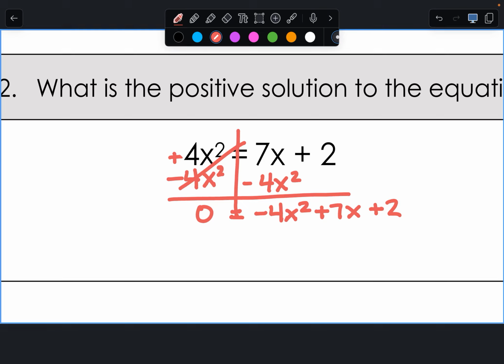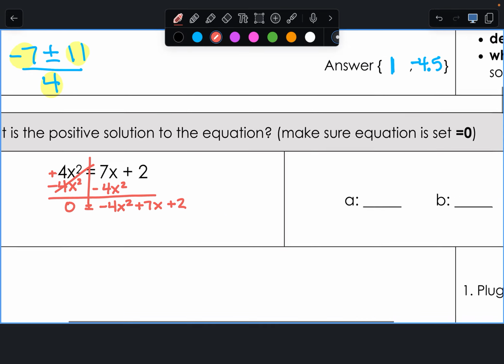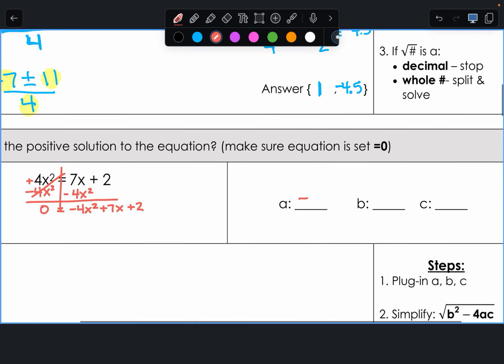I did have somebody ask me a question, because the number that you move over is not always the same. It's always x squared, then x, then your constant. Always write it in that order, okay? So what is A? Negative 4. What is B? 7. And C? 2. All right.